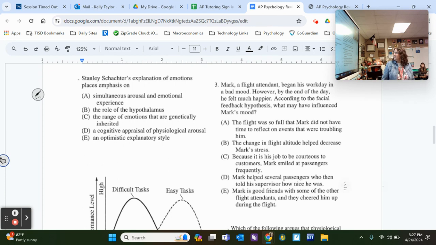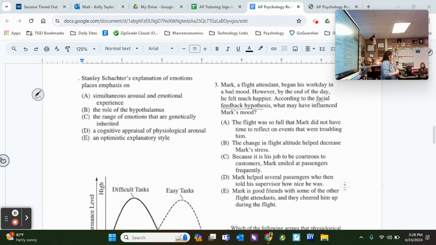Okay, Mark is a flight attendant, a male flight attendant. Wow, that goes against my representative heuristic. He began his workday in a bad mood. However, by the end of the day, he felt much happier. According to the facial feedback hypothesis, what may influence Mark's mood?